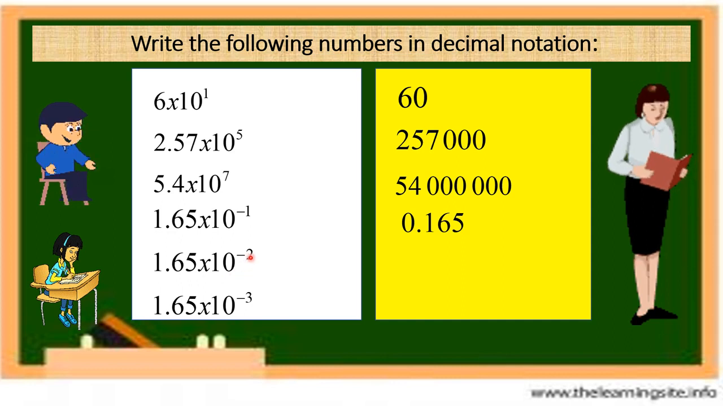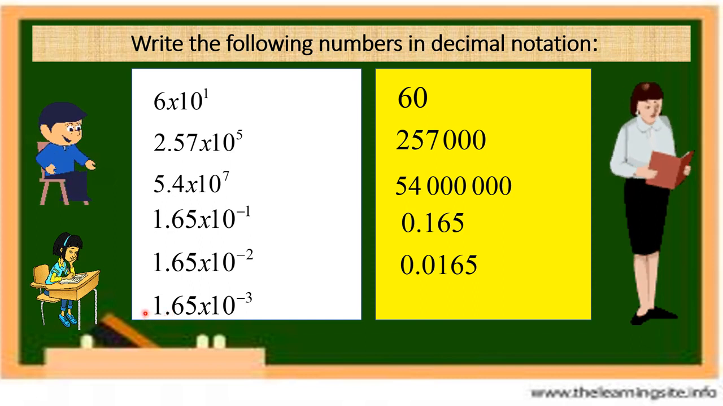1.65 times 10 raised to negative 2. Move the decimal point 2 places to the left. So we have 165 10,000s.